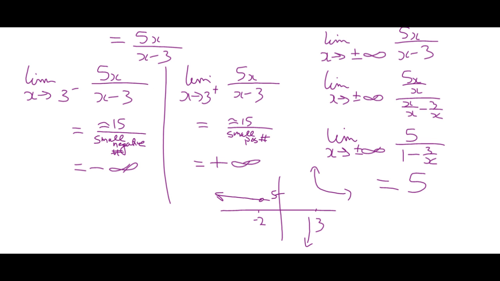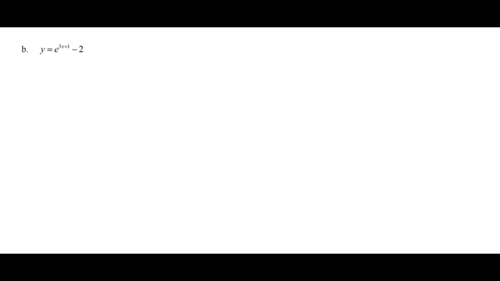Okay, keep going. y equals e to the 3x plus 1, minus 2. Okay, so we know for this that there are no vertical asymptotes, right? It's basically just an exponential function, right? So you're playing an exponential function. No vertical asymptote. So vertical asymptote: none. Horizontal asymptote.